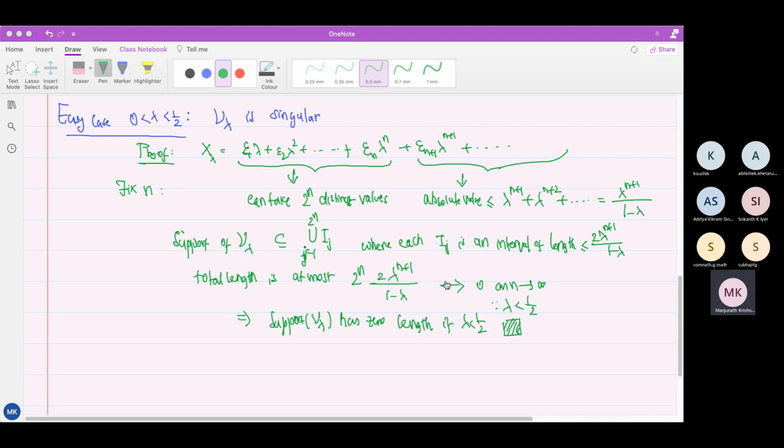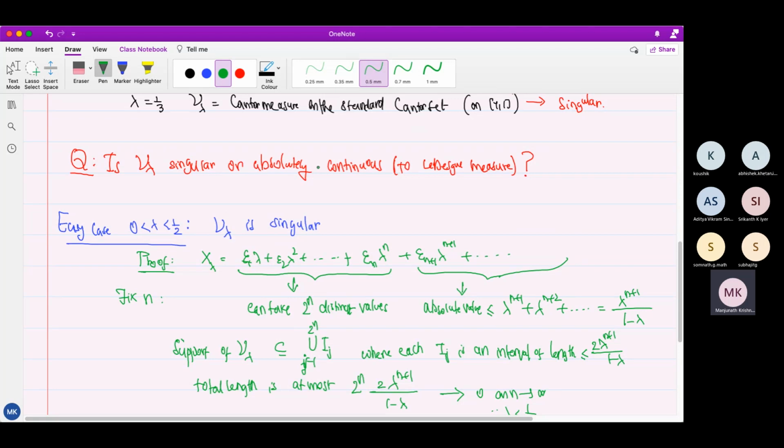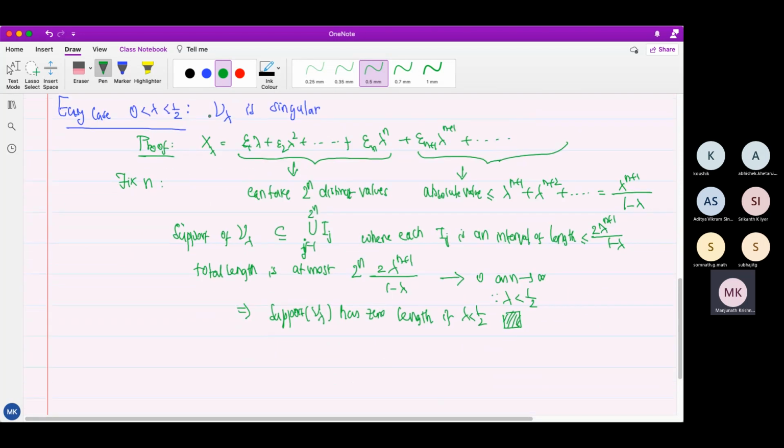So the support of nu lambda has this much length. I mean, the support of nu lambda must have zero length because it's less than this. The length of the support is less than this for every n, and that goes to zero. So we see that nu lambda is actually singular here.